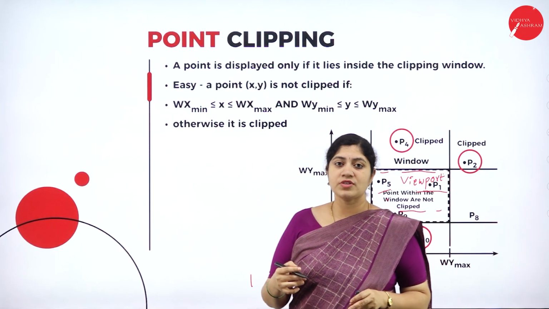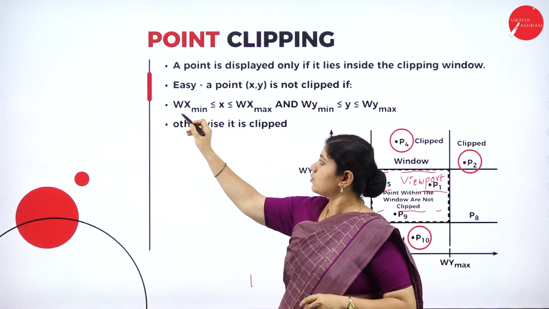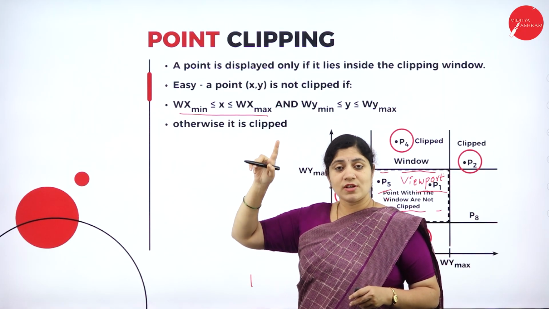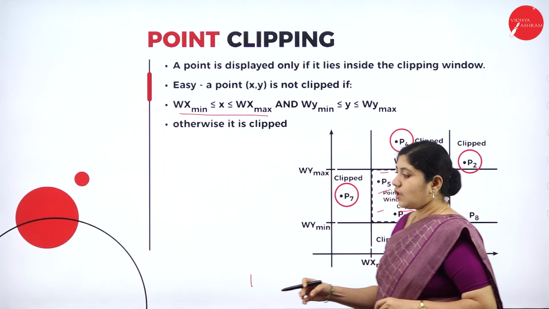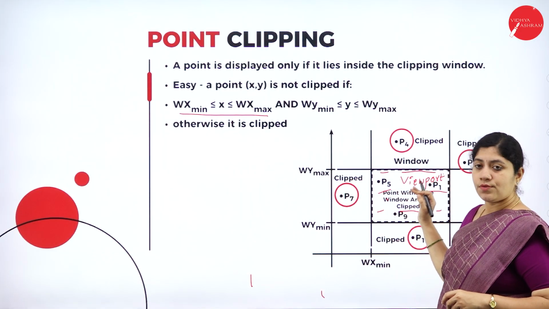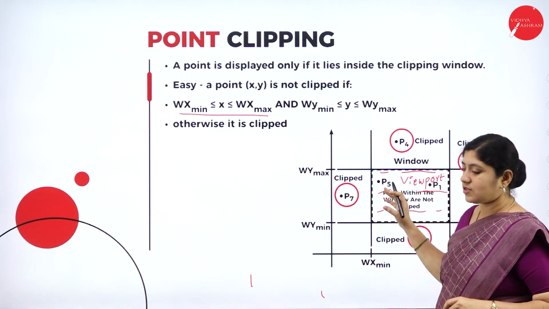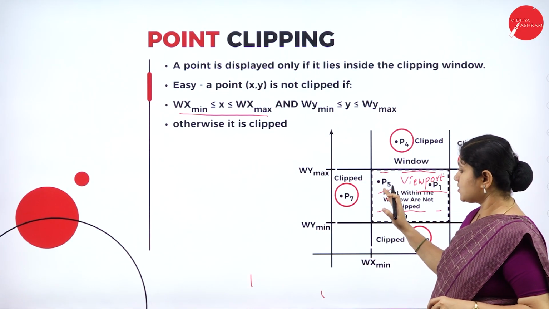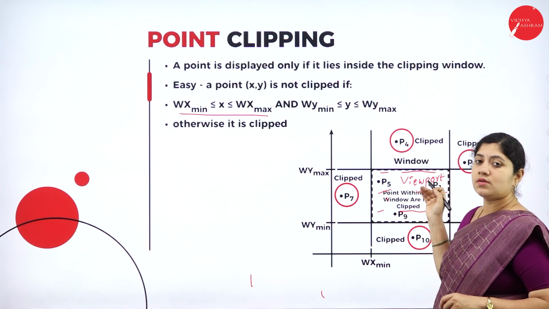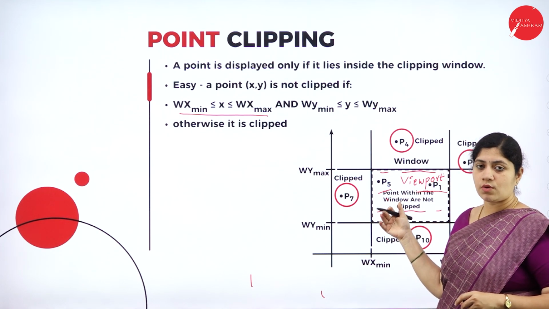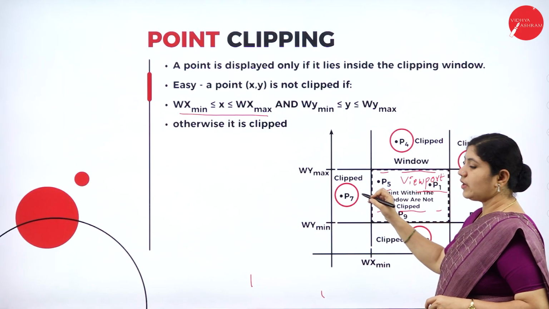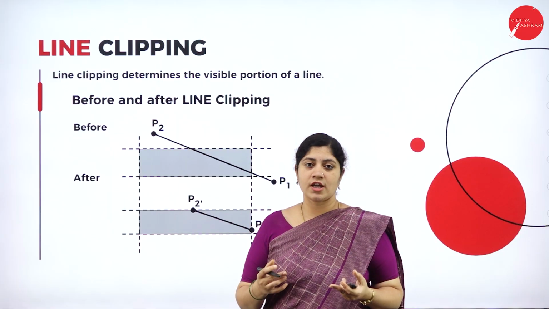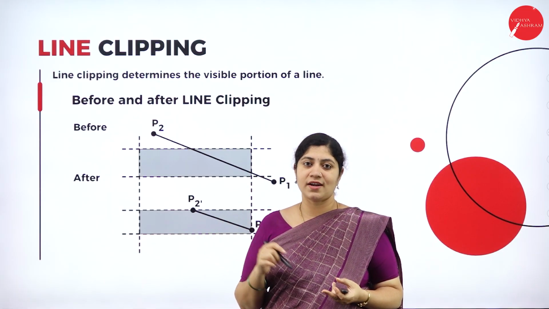We can also fix a range for that, that is with respect to Wx min to max for the x coordinate. Similarly, for the y coordinate, if a point is within those limits, like Wy min to Wy max, then the point will be verified and will not be clipped, or else it will be clipped off. The next type of clipping is line clipping. Always we can't say a single point will be there inside an image, right?